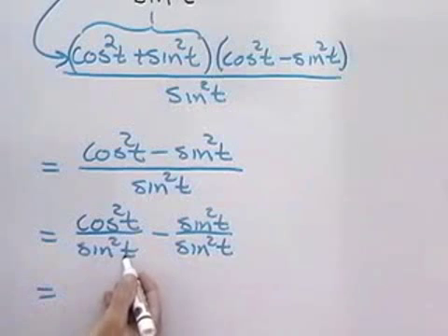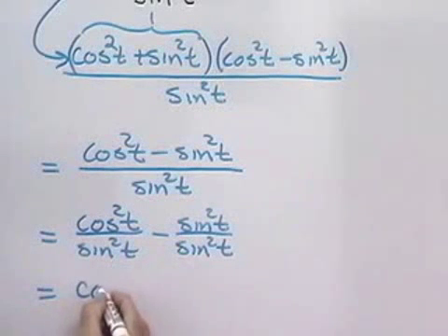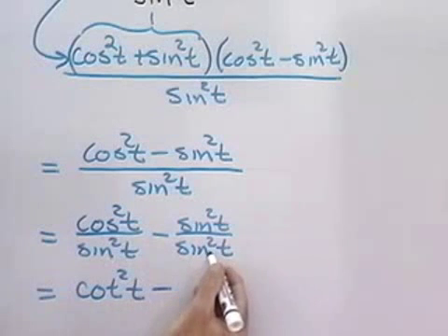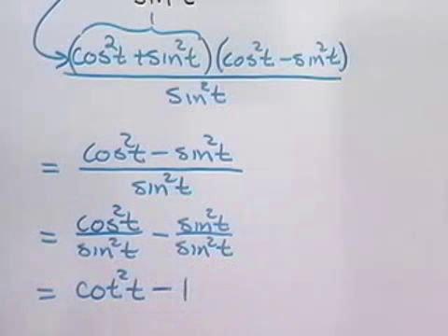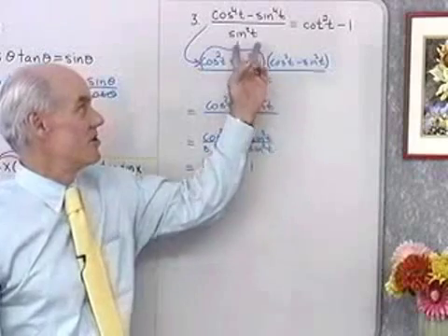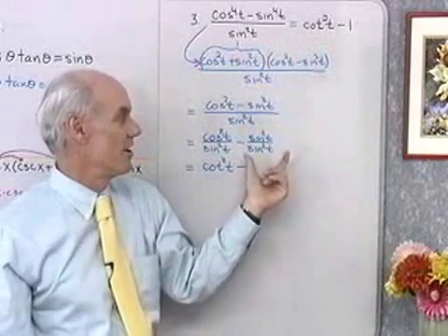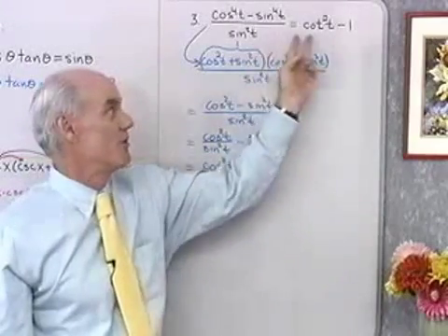Cosine squared t over sine squared t, that is cotangent squared t, minus sine squared t over sine squared t, is 1. So I've done the same thing here. I've succeeded in changing this side into this side using just trigonometric identities and a little bit of algebra. So I've proved this identity.